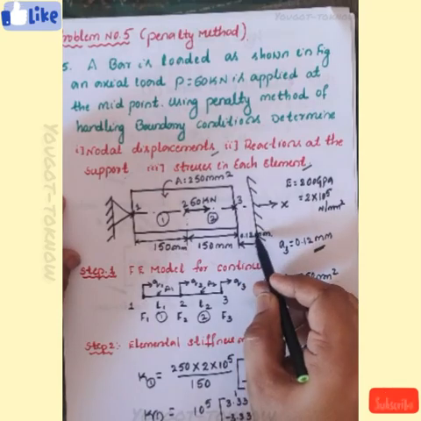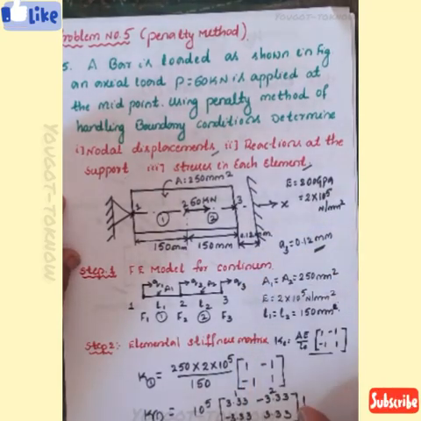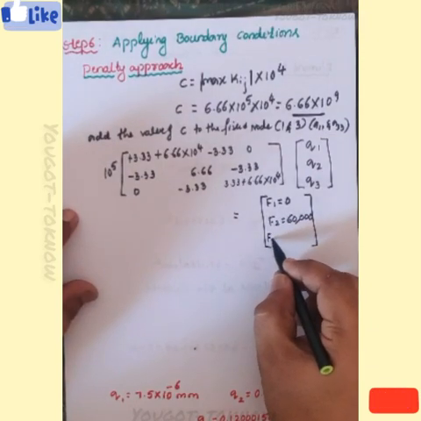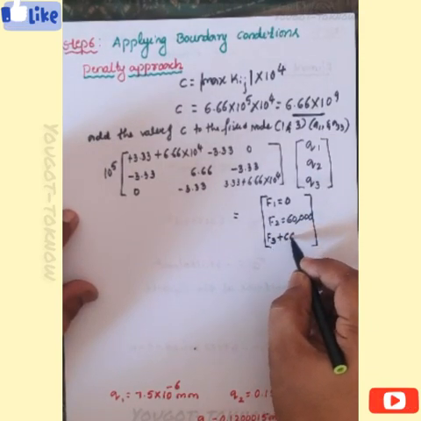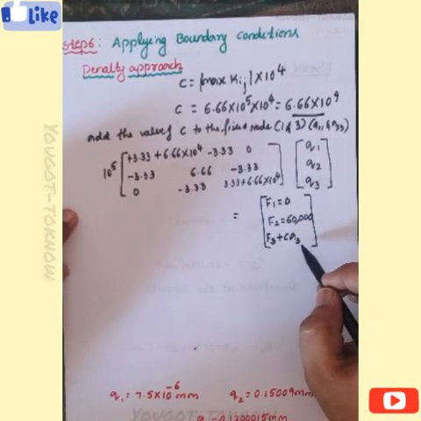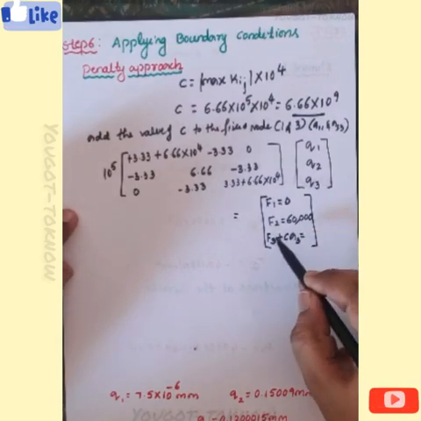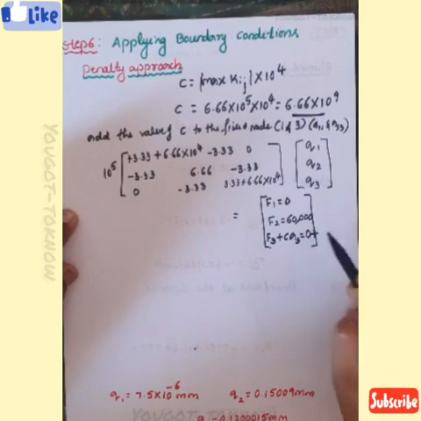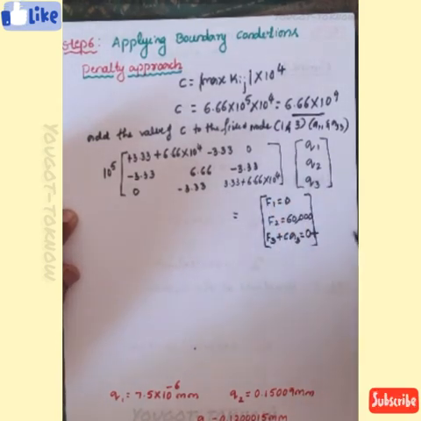That means if it has to travel a distance of 0.12, in place of F3 you should use a concept called F3 plus CA3. But F3, what is the force acting at node 3? There is no point load, that is 0. Plus what is CA3? Penalty value. What is the penalty value?